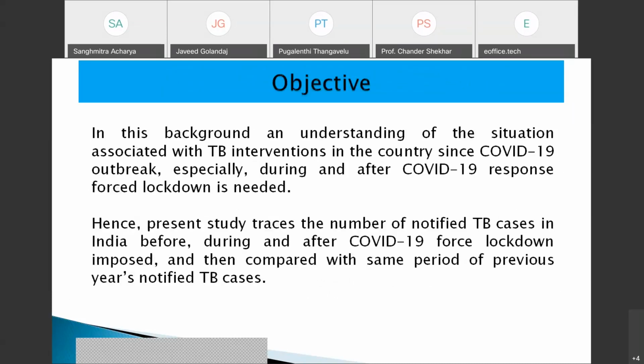The objective of the present study: in this situation, an understanding of the situation associated with the TB interventions in the country since the COVID-19 outbreak, especially during lockdown and after lockdown, is very important for policy implications. And hence, the present study traces the number of notified TB cases in India before, during, and after lockdown was imposed, and then compares them with the same period of the previous year's TB cases.